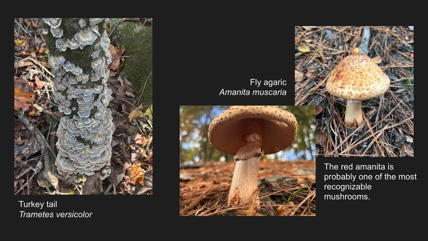Here's some photos I took. Over here we have turkey tail, which is an edible mushroom. And then on the left here we have the fly agaric. And the red fly agaric is probably one of the most recognizable mushrooms. It's that red one with the white spots.